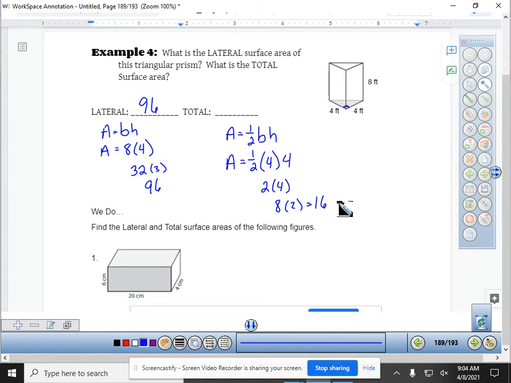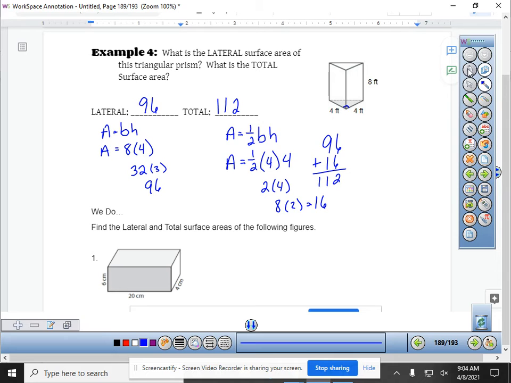How do we find the total? Add that to 96. 112. Is everybody with me? Yes. We good? Yes, ma'am.